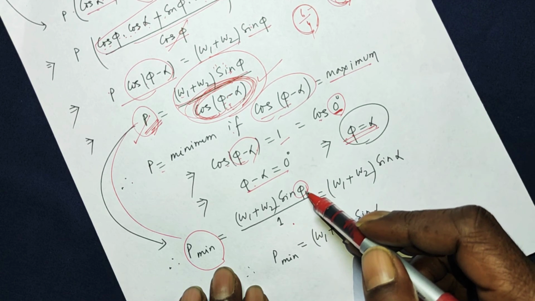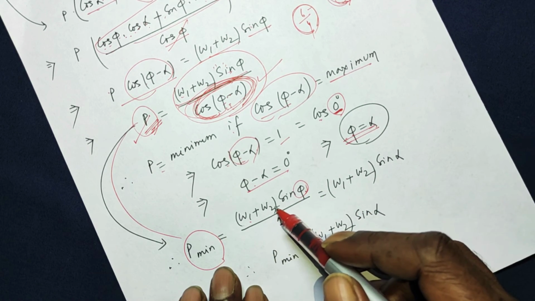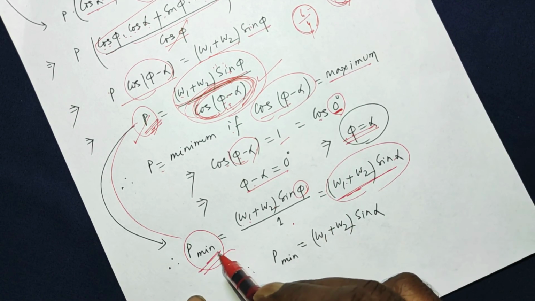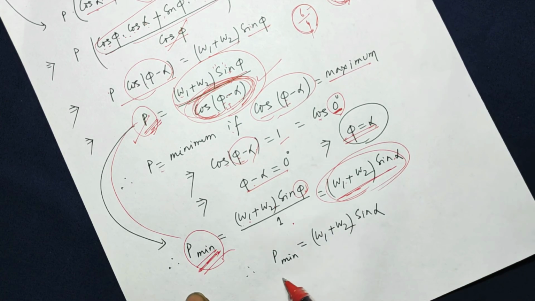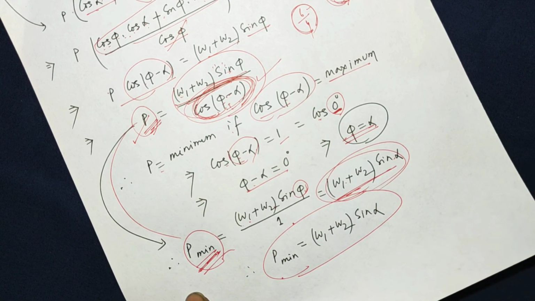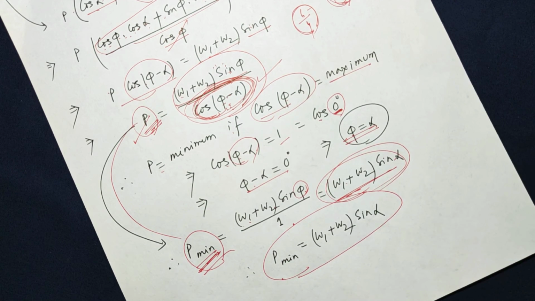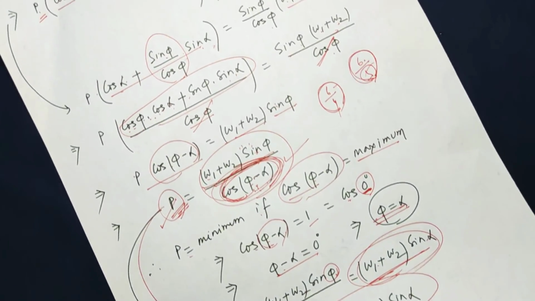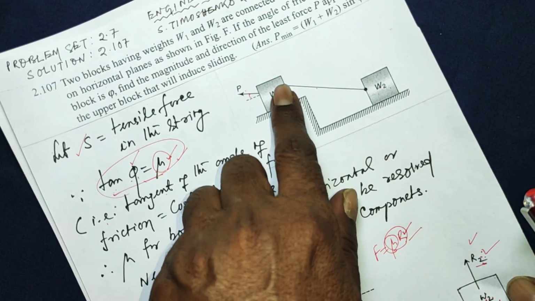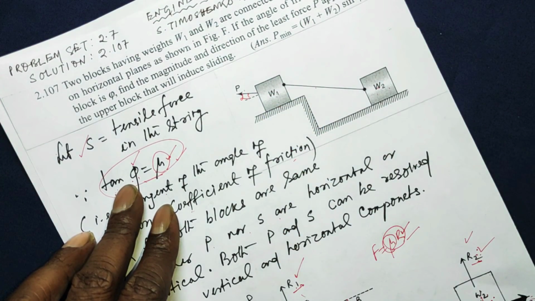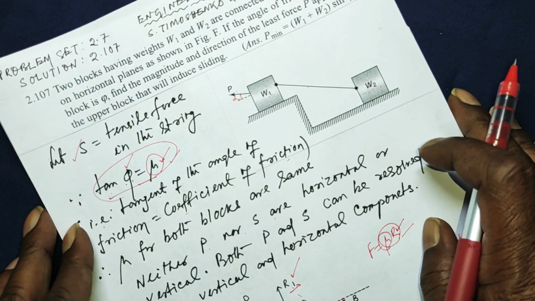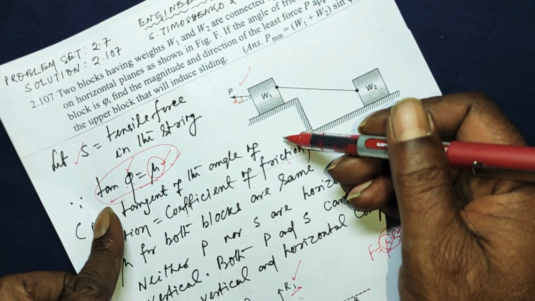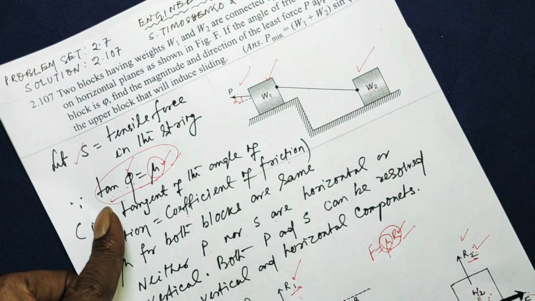So here for phi, put alpha. So this becomes W1 plus W2 times sin alpha. So this is the minimum value of P, which I have written here, the minimum value of the force that you have to apply to this block, making an angle alpha with the horizontal, so that the force P will induce a sliding on this block and this block.